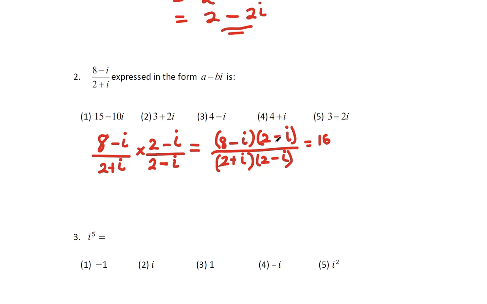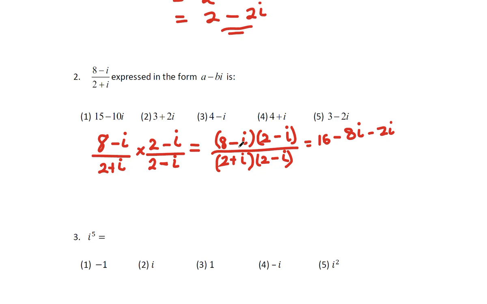So 8 multiplied by 2 here gives us 16, then 8 multiplied by negative i gives us negative 8i. So what we just did was to multiply the 8 by both terms in the second bracket. Now we're going to repeat that process for the second term in the first bracket, which is multiplying negative i by both terms in the second bracket. So negative i multiplied by 2 will give us negative 2i.